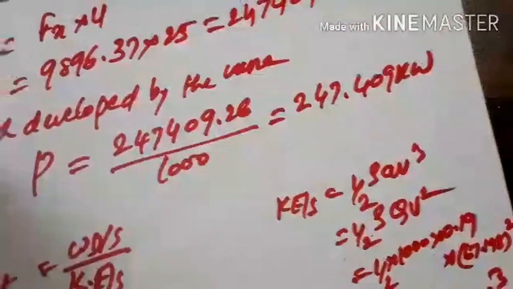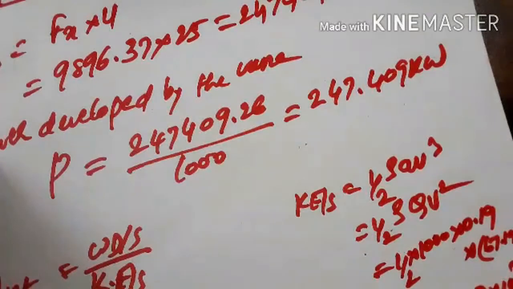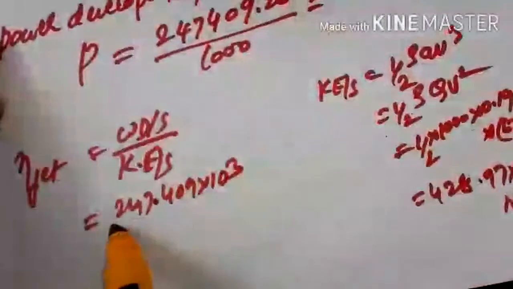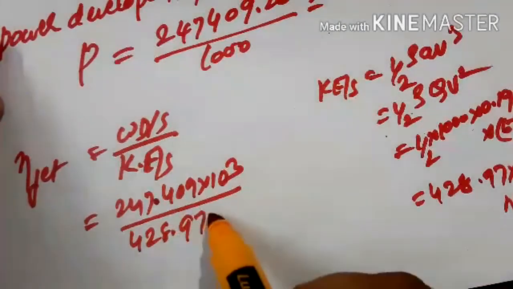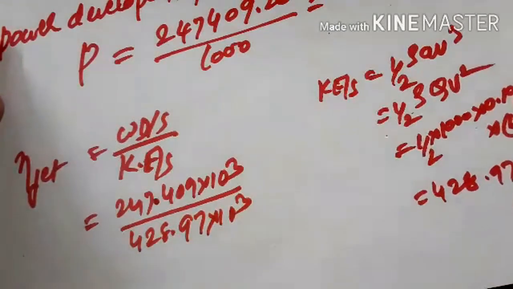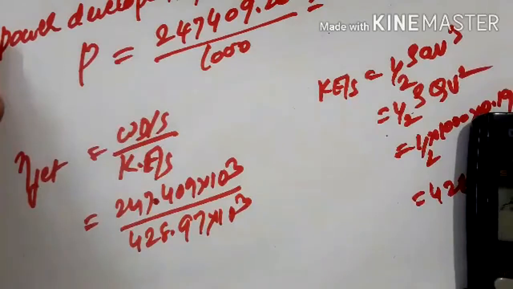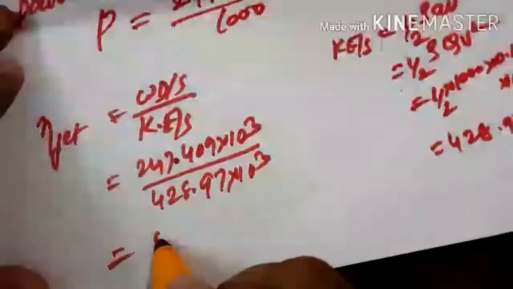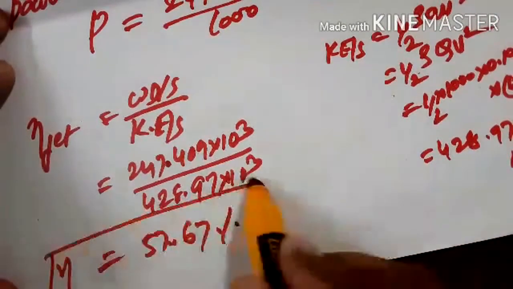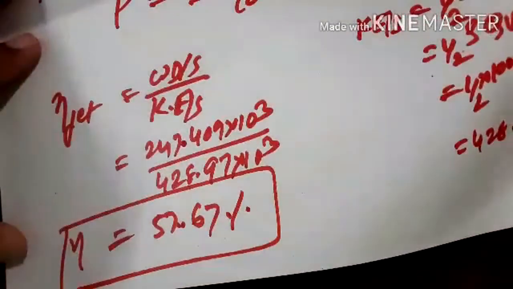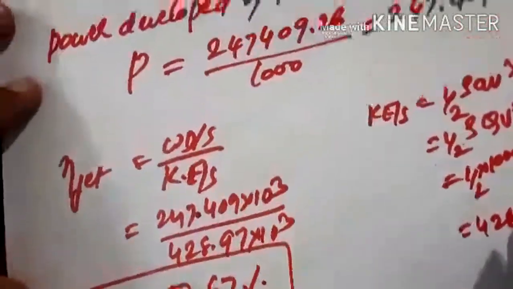Then substitute here. We know the work done per second, 247.409 into 10 raised to 3, divided by 428.97 into 10 raised to 3. You will get 247.409 divided by 428.97, which is 57.67 percent. This is the efficiency of the jet. I hope you understood.